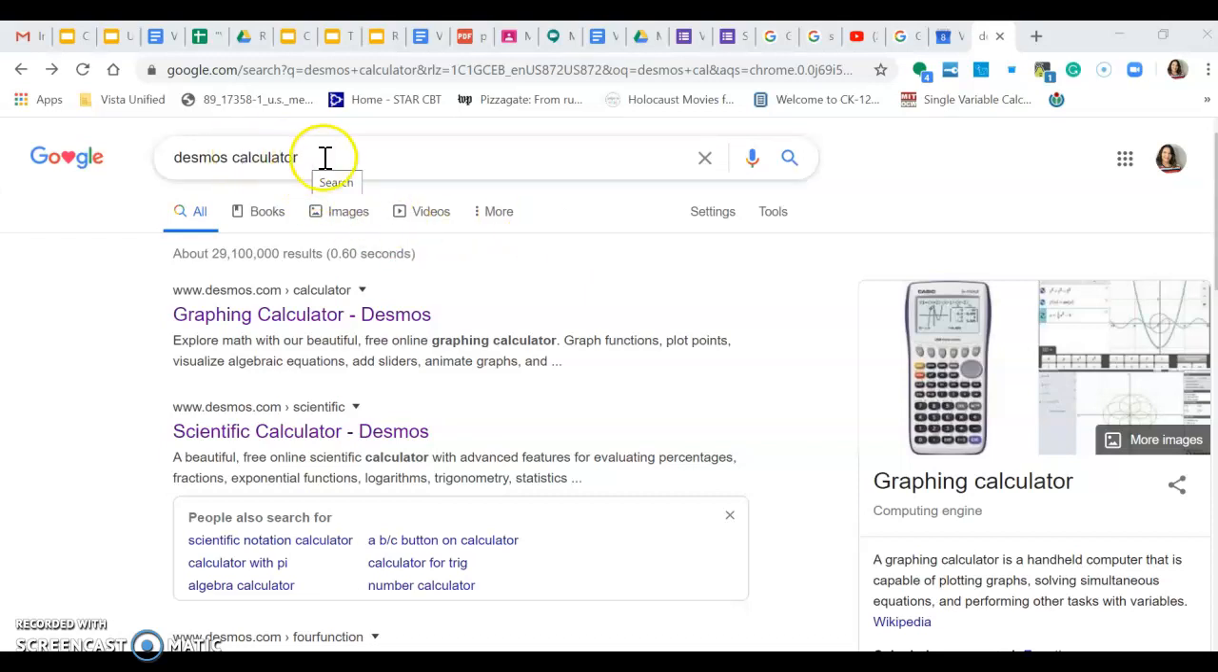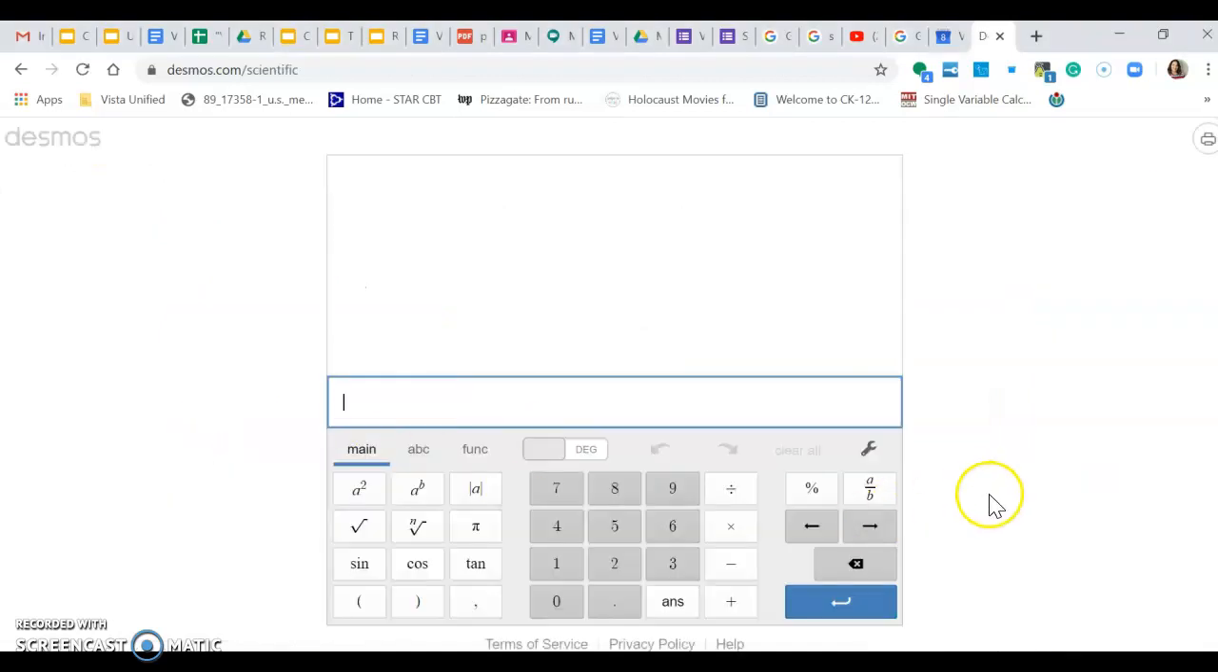If you look in my Google, I Googled Desmos calculator. The one that you're used to is the graphing calculator, but we're not going to use that. We're going to use the scientific calculator right here. So click on that, and you should get a calculator that looks like this.